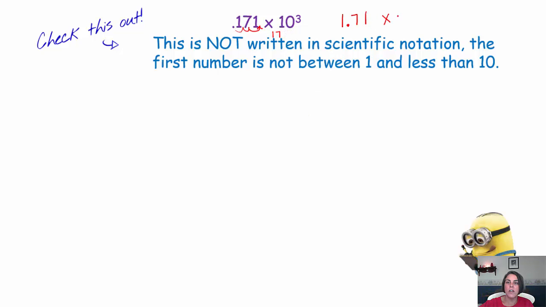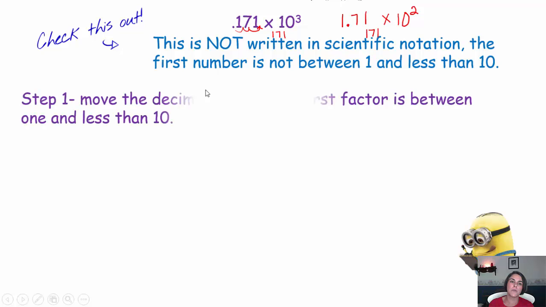So 1.71 times 10 to the what would still get us 171? Well, now we'd only have to move our decimal point 2 places to the right. 2 places to the right still gets us in standard form 171. So 0.171 times 10 to the third is the same as 1.71 times 10 to the second, and both of those in standard form is 171.